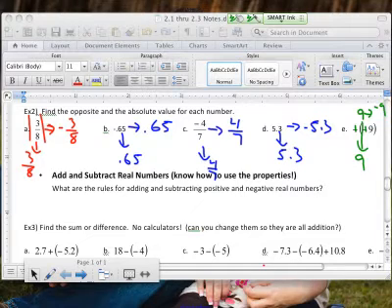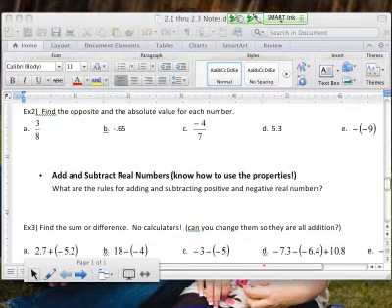All right. So again, absolute value is always positive. Opposite just means if it's a positive number, the opposite is negative. If it's negative, it's positive, etc.